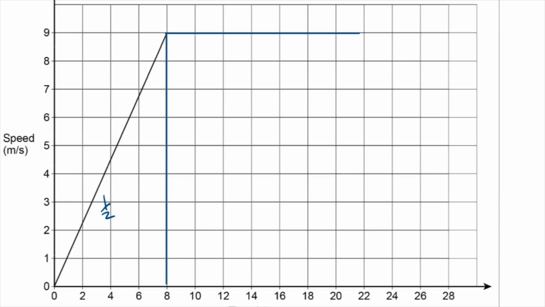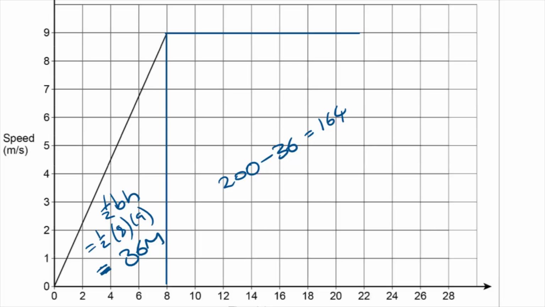So half base times height is going to be a half of 8 times 9. So 4 9s are 36. So she covered 36 meters in that first part of the graph where she was accelerating, which means that the other part of the graph, which is going to be a rectangle, has an area of 200 minus that 36 meters, which is 164. So it's going to have an area of 164.